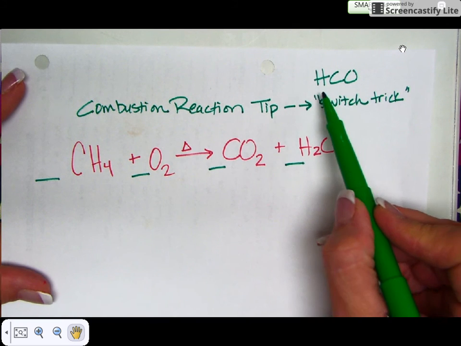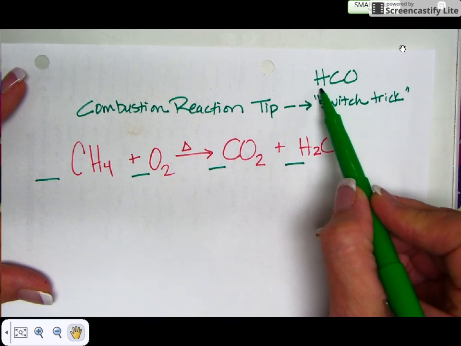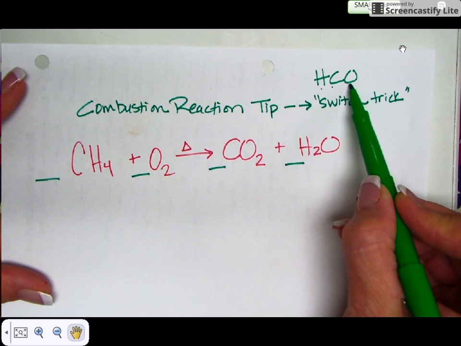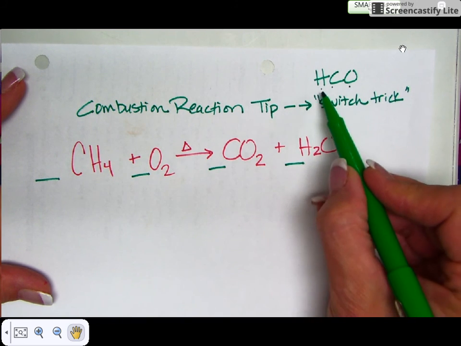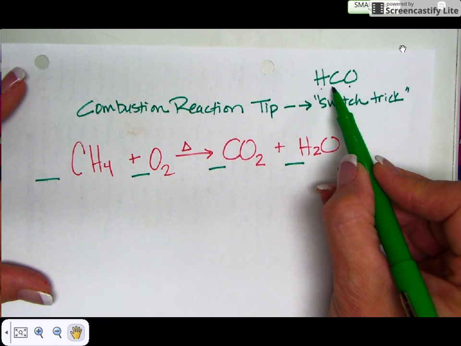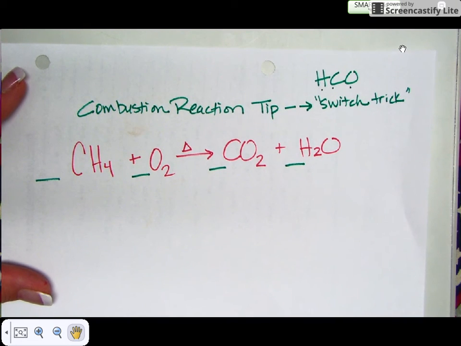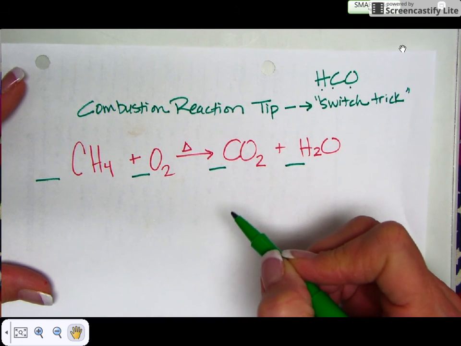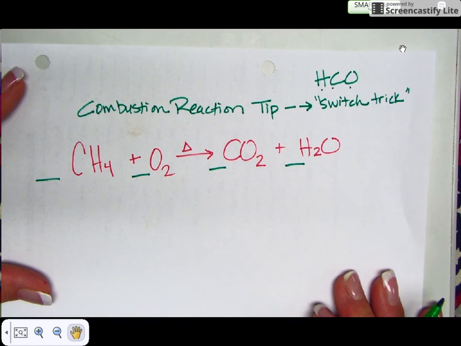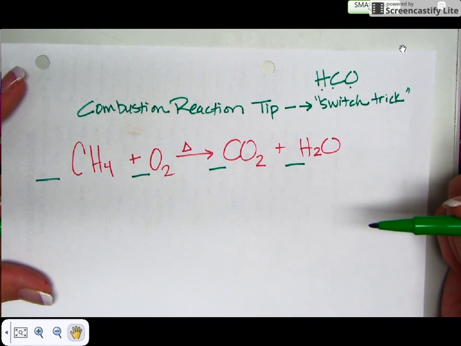What I said in class today was to think about the company Hollister and Company. That's the order in which you want to balance each element. So HCO, Hollister and Company. So you do your hydrogens first, carbon second, and your oxygens last. Now this works with combustion reactions. I call it the switch trick. It's just something that I recognized when I was in college, and it happens to work with any combustion reaction.